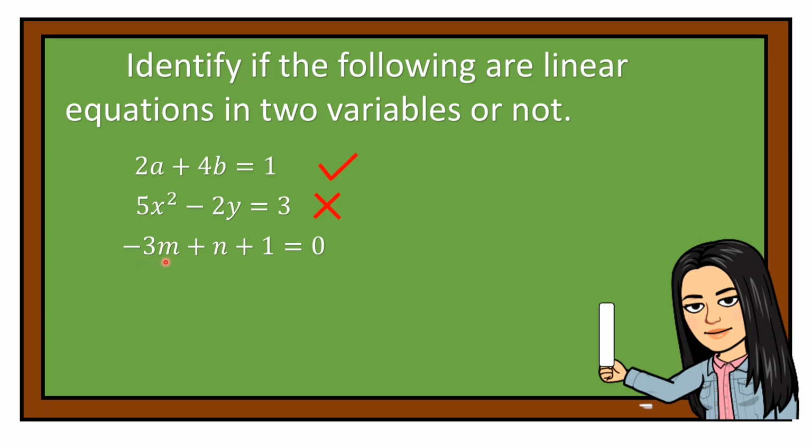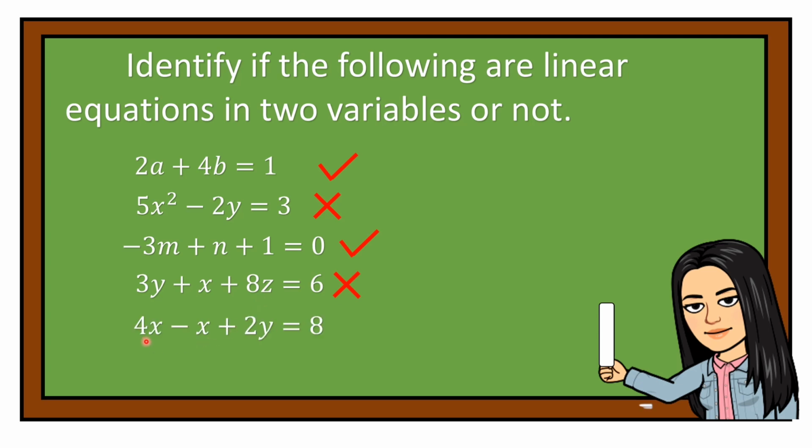Next, negative 3m plus n plus 1 is equal to 0. Check. So this is an example of a linear equation in two variables. The given variables are m and n. Next, 3y plus x plus 8z is equal to 6. So the answer is X because it is composed of three variables. We are looking for linear equations with only two variables.